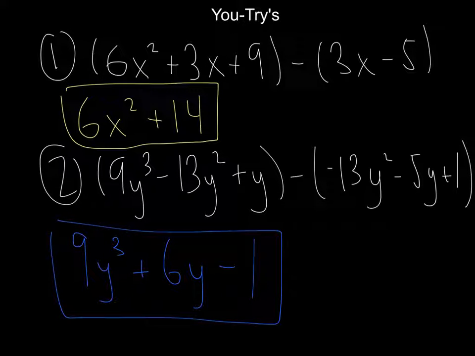So here are the solutions. You'll notice some stuff canceled out, like when you did the minus 3, this became minus 3x, that would cancel out to make 0 with a positive 3x. Same thing here. You did minus negative 13y squared makes plus 13y squared, so that would cancel out with this to make 0. But here are the solutions. Make sure you get them.